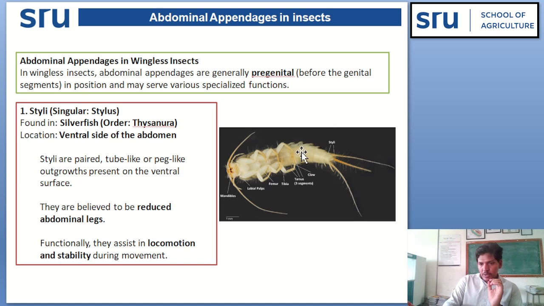See, these are the tube-like or peg-like outgrowths present on the ventral surface of the body. They are believed to be reduced abdominal legs. Then, what is their role? Functionally, they assist in locomotion and stability during movement. That is the function of the styli. So styli are there in silverfish. Silverfish belong to the order Thysanura.